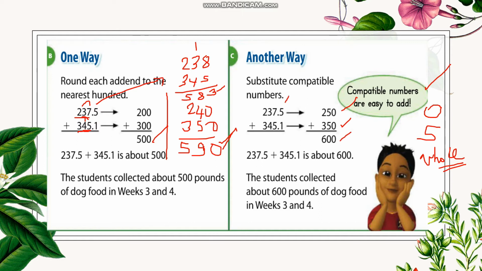Now, is it possible also that this 237.5 is nearest to 240? Yes. And 345 stays as 345 because it ends with 5? Yes. Okay. So 240 plus 345 is 585. Now, is it possible also that 237.5 becomes 230? Yes, it's up to you. Then 345 is nearest to 340. Yes. So 230 plus 340, we have 570. So those are the possible estimations.